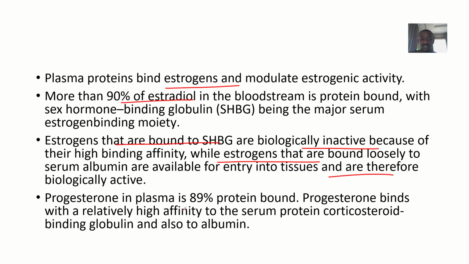Progesterone in plasma is what? 89% protein bound. So progesterone binds with a relatively high affinity to serum protein corticosteroid binding globulin, and also to albumin.